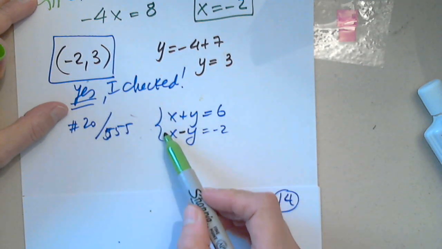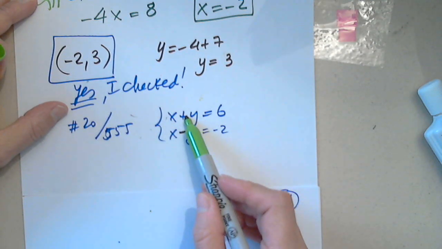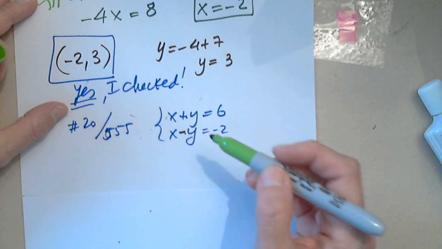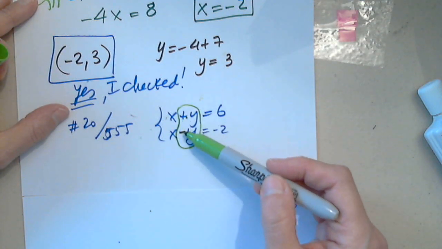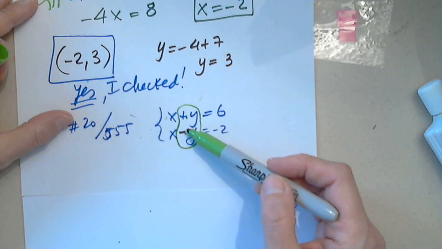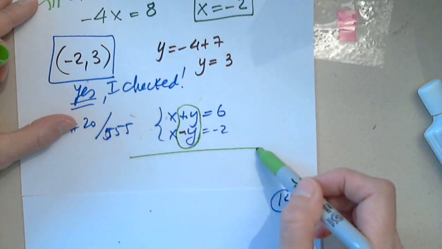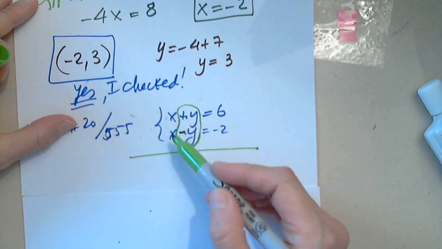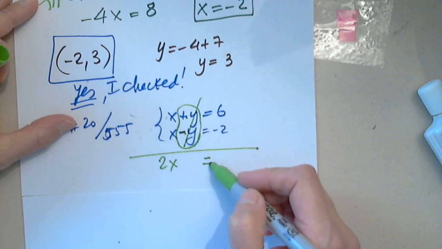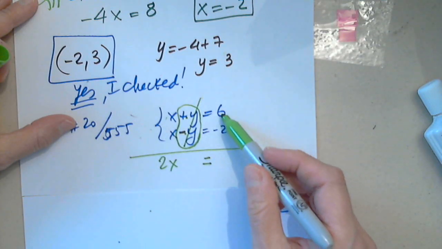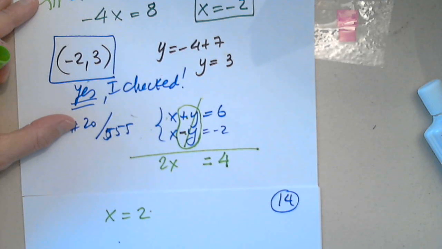So I look at the coefficients 1, 1, and positive 1, negative 1, and I say, this is it. And I also see that they are opposites of each other. Why don't I just add? x plus x is 2x. These will go away. I copy the equal symbol, and here I have 4. And I know that x is 2. Dividing both sides by 2.